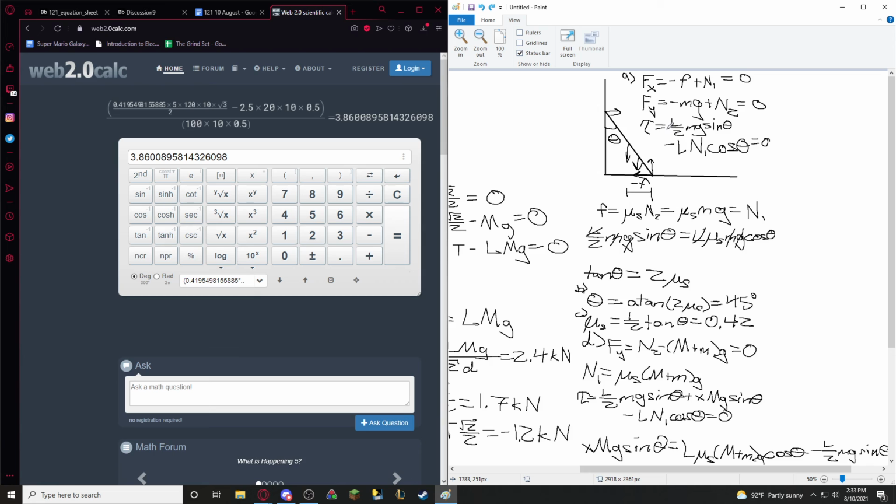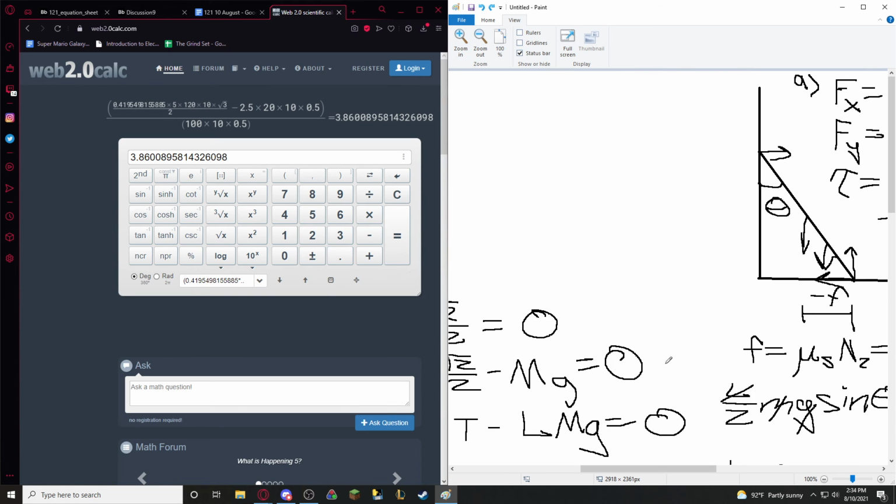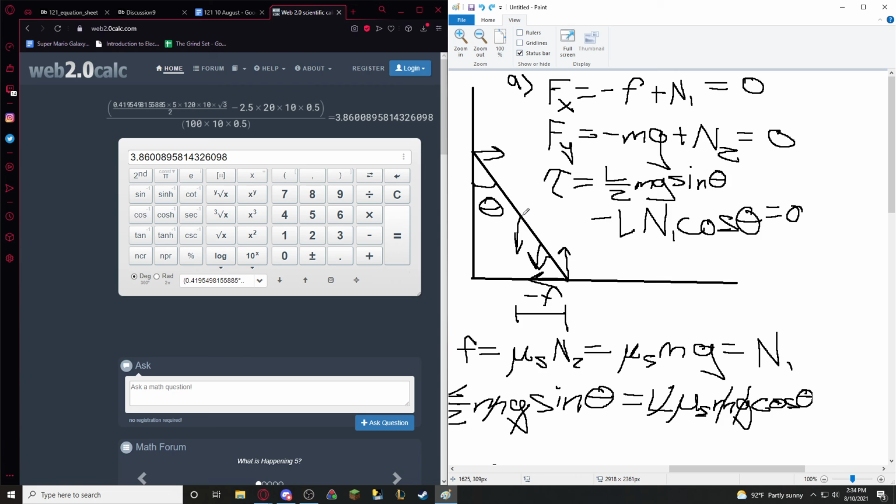I just had a question. For the negative L n1 cosine theta, why was it the entire length of the ladder instead of L over 2? So the L over 2 was for the weight of the ladder, where we go halfway up. And we use the full length L because we're going all the way up the ladder to where it touches the wall, because the normal force is acting on the top part of the ladder here.